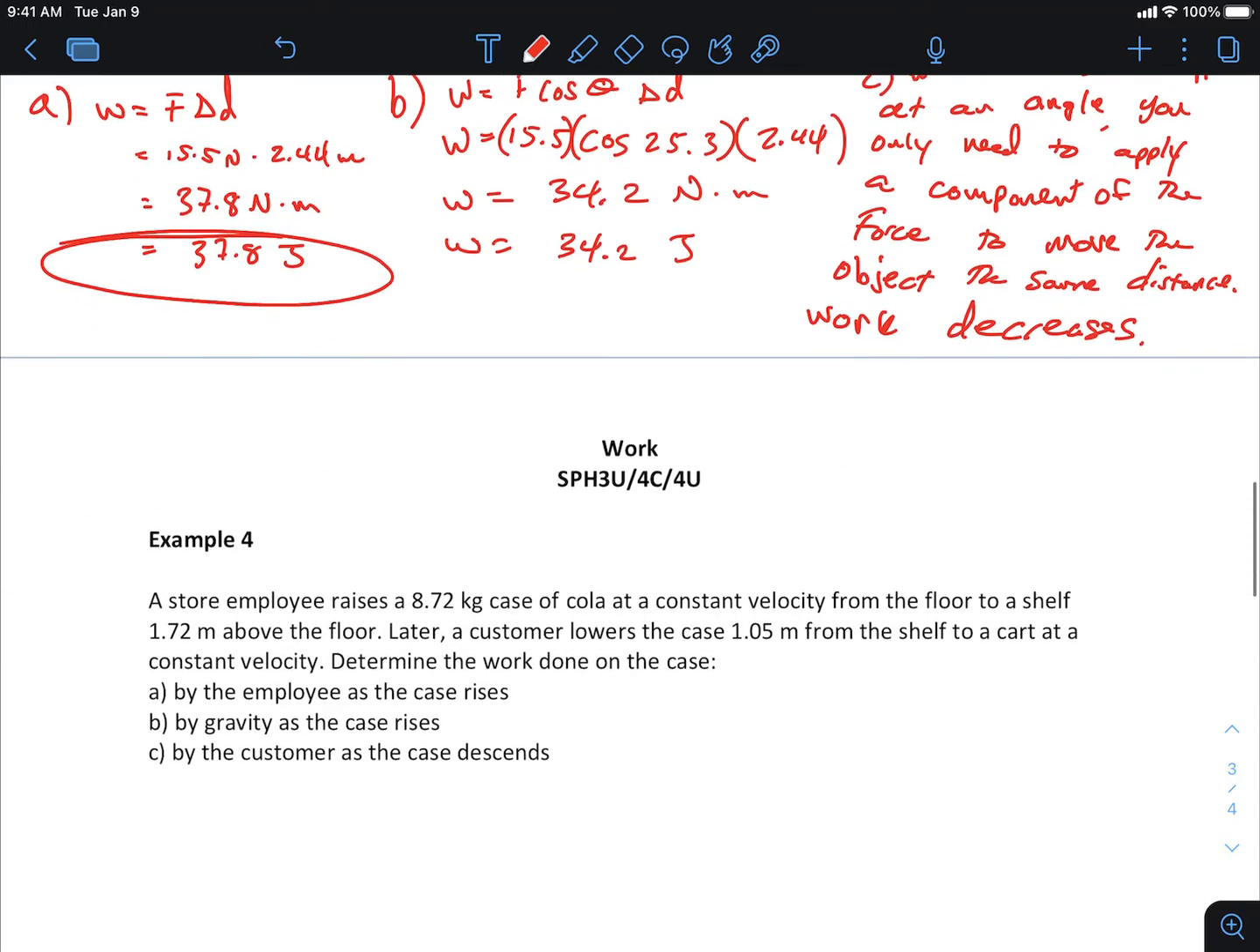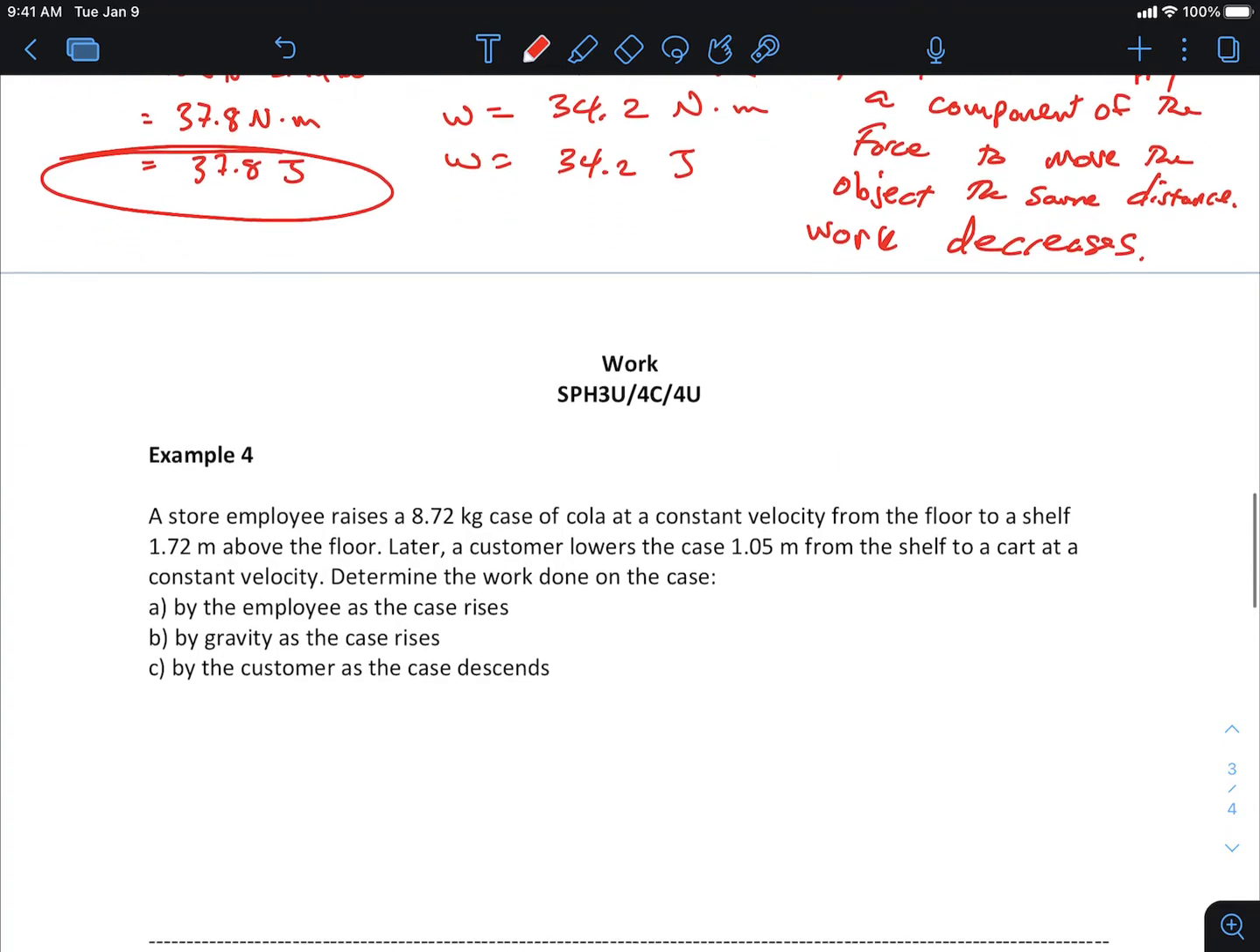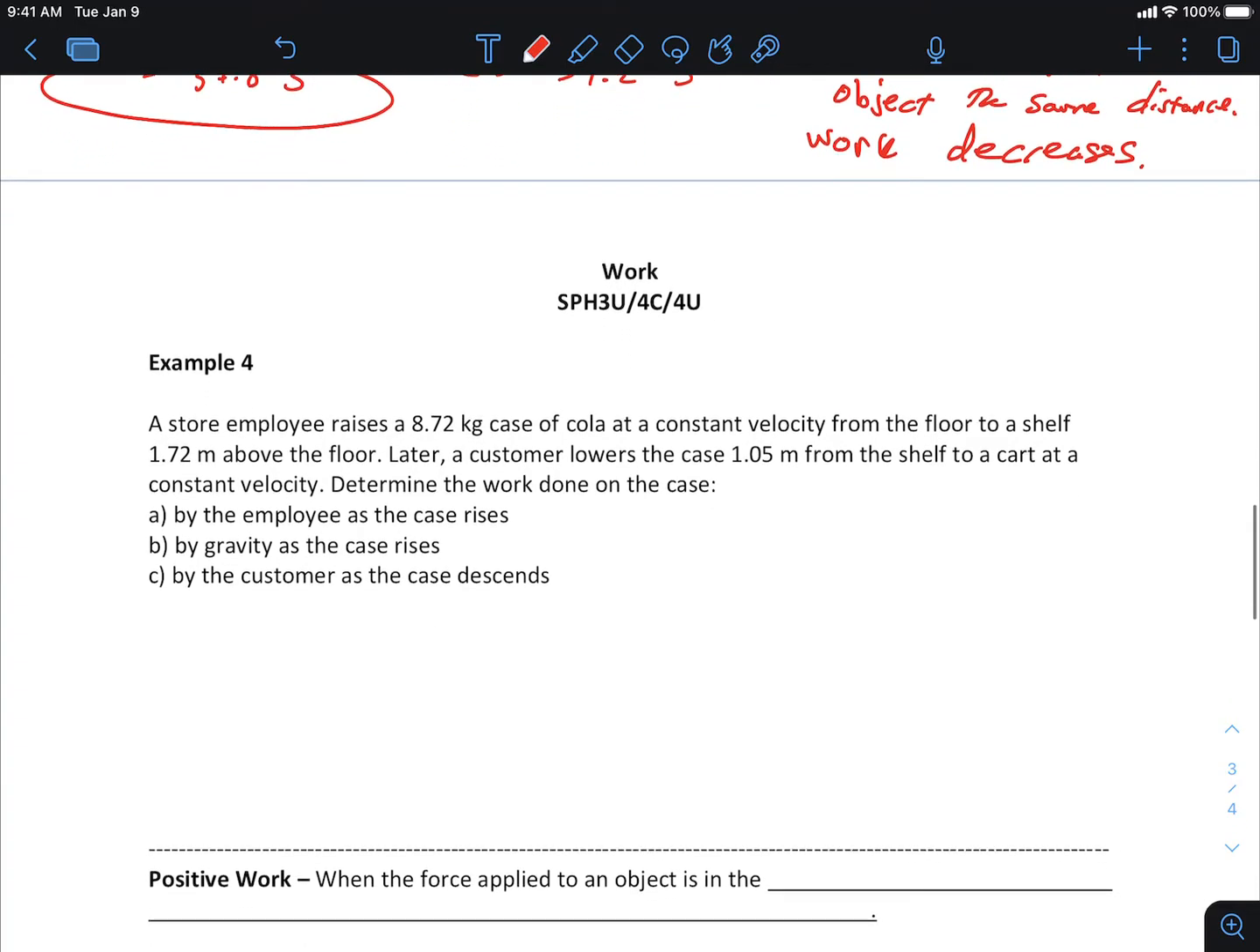All right. If there's no questions with that, I'll jump down to number 4, okay? We're almost there.